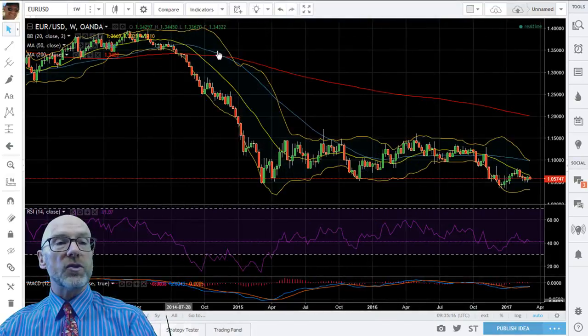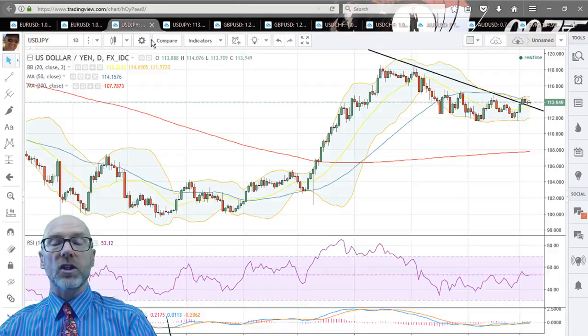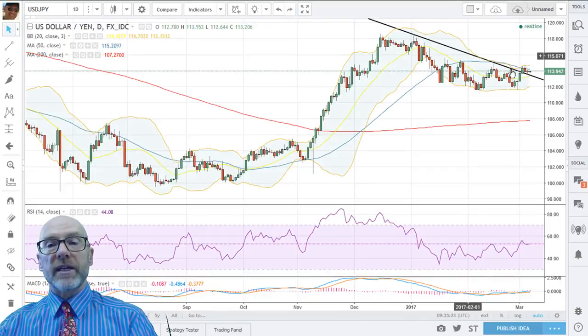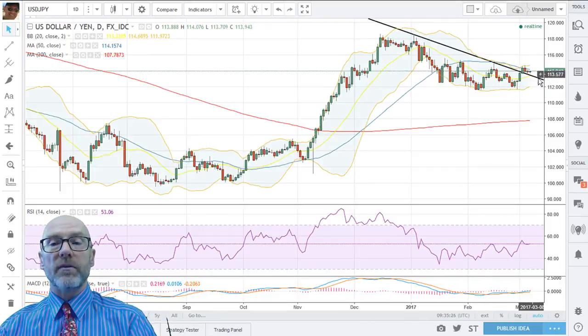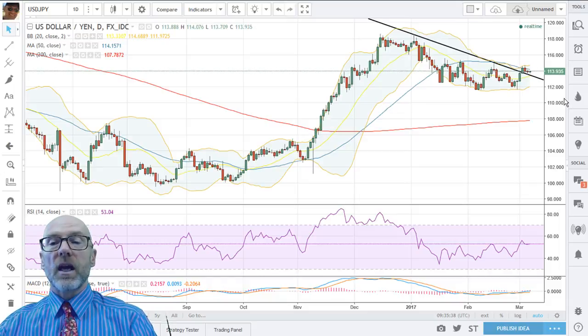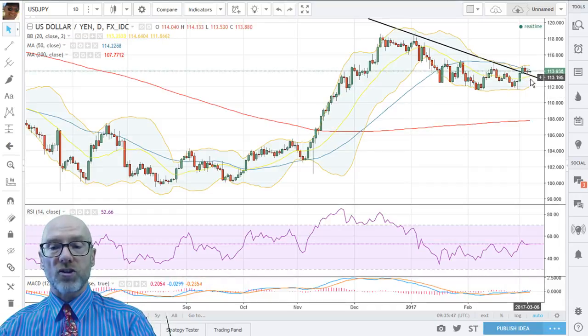Moving on to the US dollar against the yen. Again, I've drawn a downtrend, and we've actually broken above the downtrend, and you can see that the market's now nestling up against the 50-day moving average, which is downtrending, presently at the 114.16 level. Both of these are negative influences on the market, but it is positive that we have moved above the downtrend.